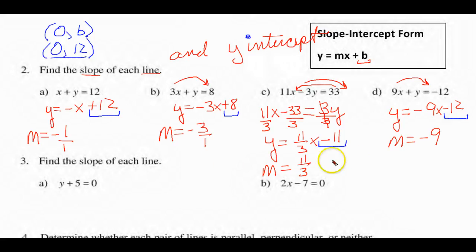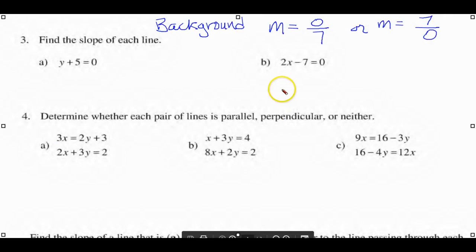Okay, let's go on. A little background as we go on. Suppose you were working the slope formula and your answer came out like this. You had 0 divided by 7. Well, 0 divided by any number other than 0 is 0. So the slope of this would not be 0 over 7, it would be 0. And what kind of line did we say that was? That was y equals b. A horizontal line, the slope is 0.